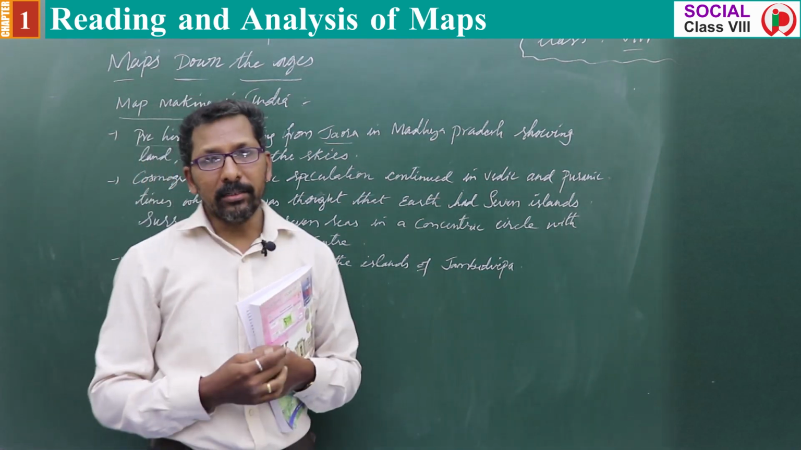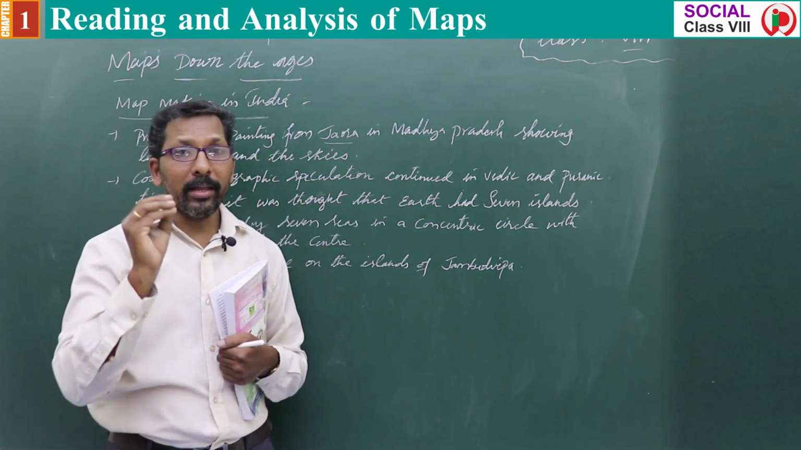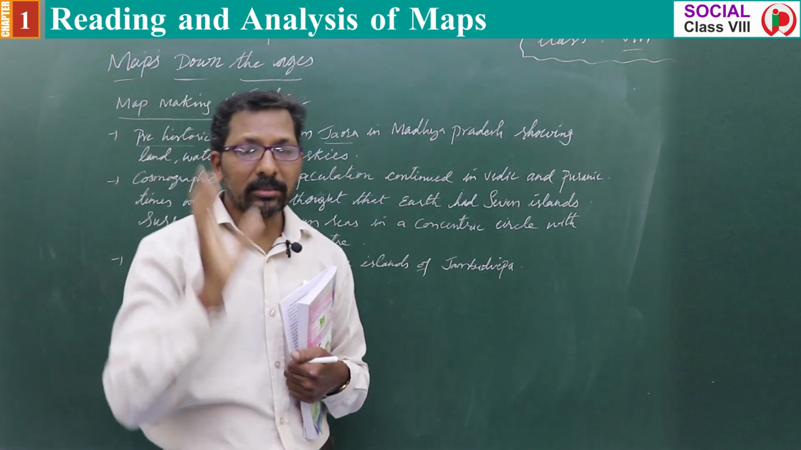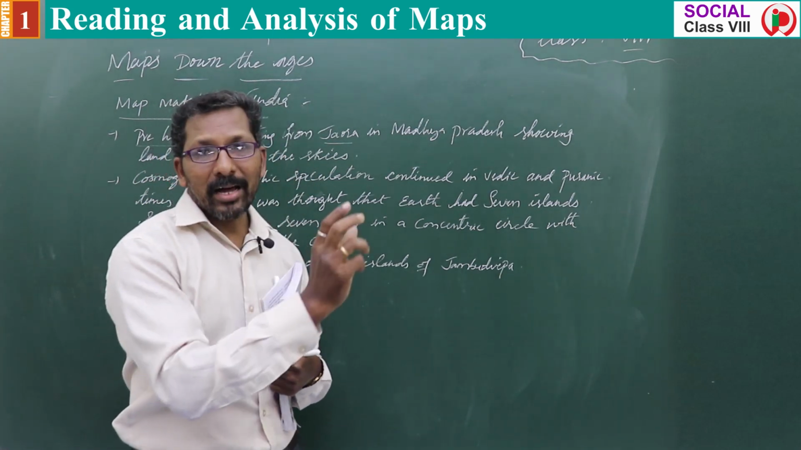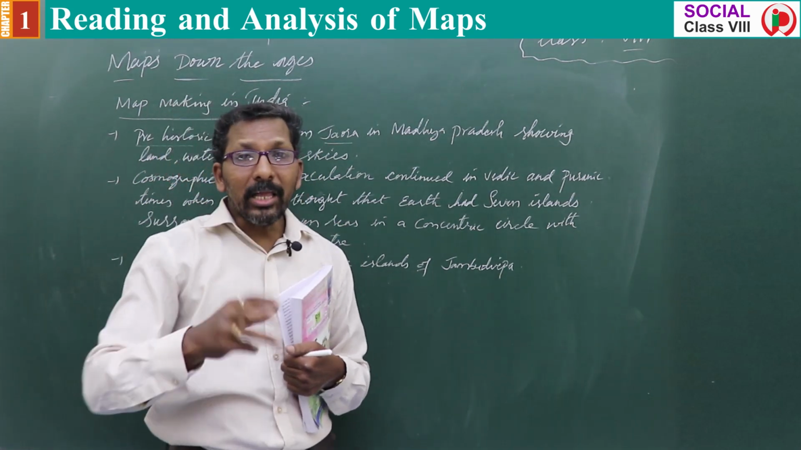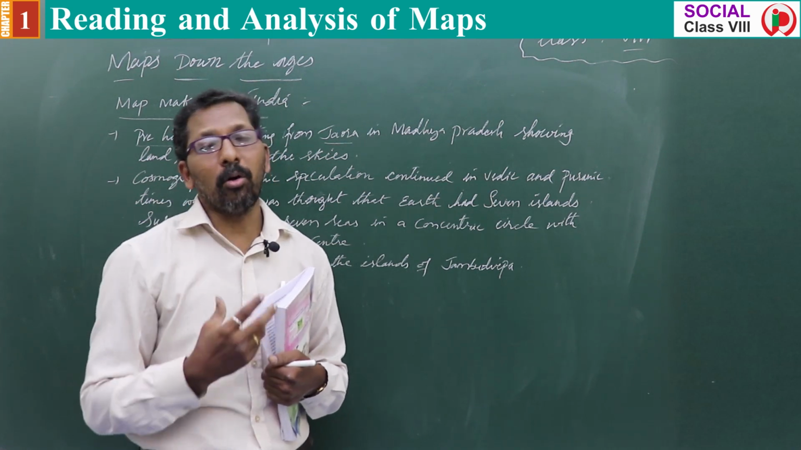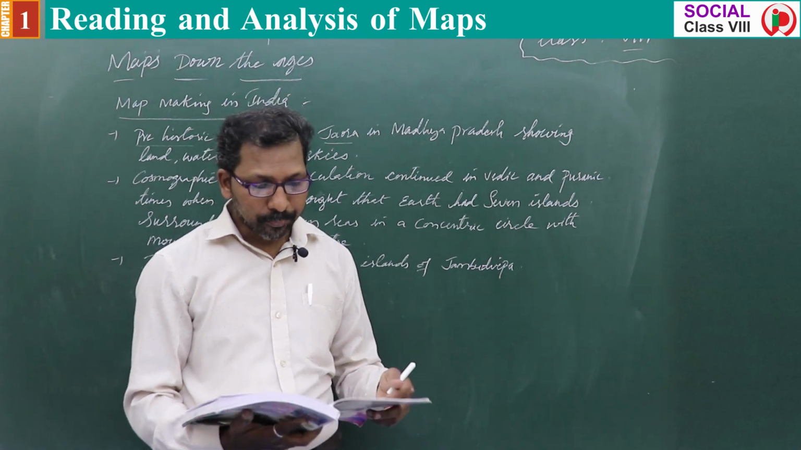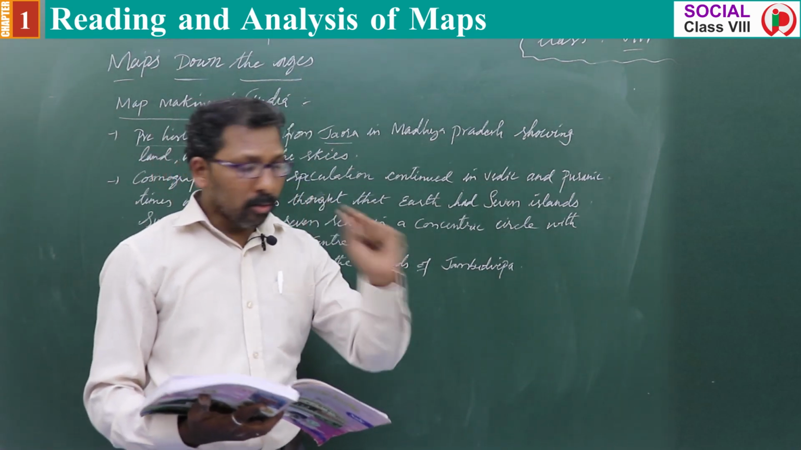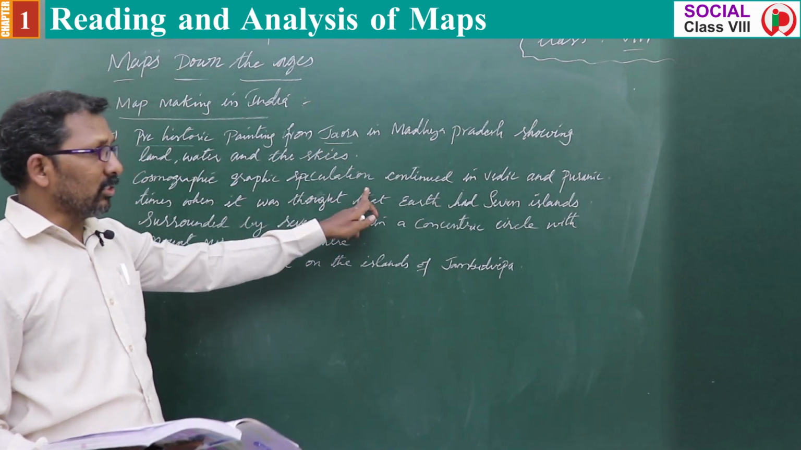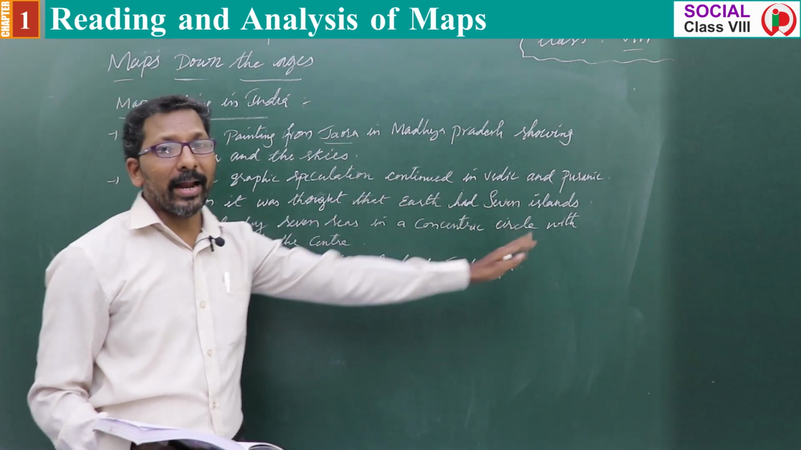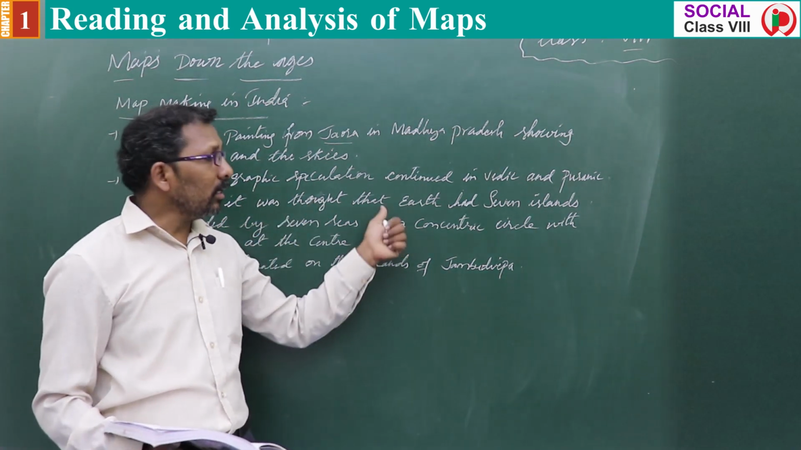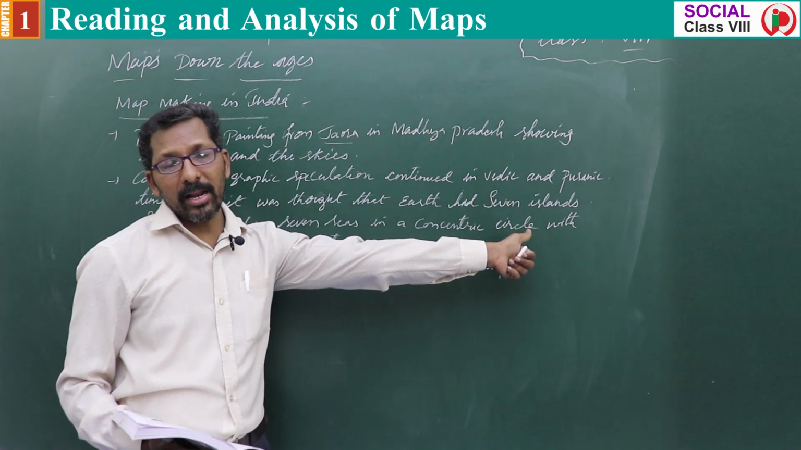And in that period, people were trying to know more about cosmography, meaning the stars, the earth, the sun, moon, etc. They were trying to gain more knowledge from that, and they had knowledge about that also. And cosmographic speculation continued in Vedic and Puranic times, when it was thought that the earth had 7 islands.